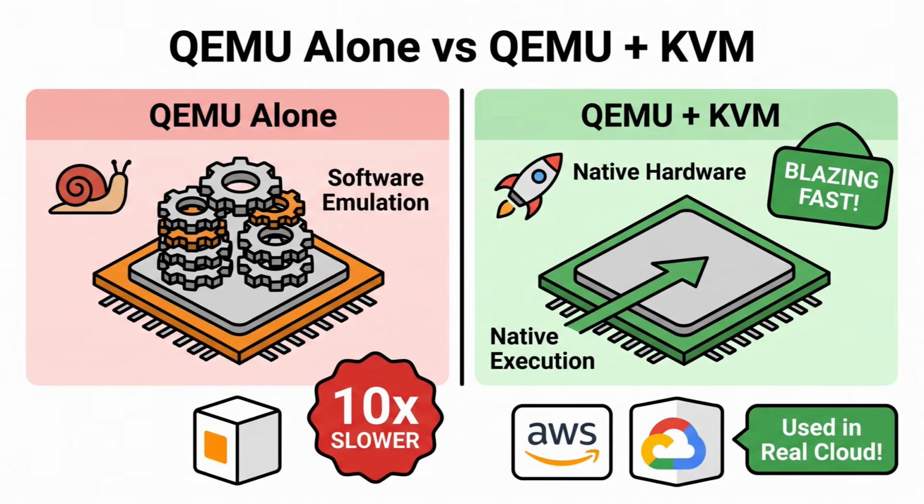Let me make this even clearer. QEMU without KVM, every single CPU instruction the guest VM runs has to be translated and emulated in software. Super slow. QEMU with KVM, the guest VM runs CPU instructions directly on the real CPU. The hardware handles it natively. We're talking 10 to 20 times faster performance. This is why cloud providers like AWS and Google Cloud use KVM under the hood for their virtual machines.